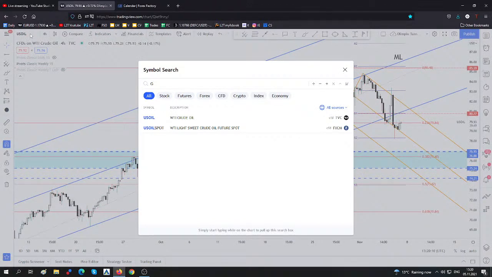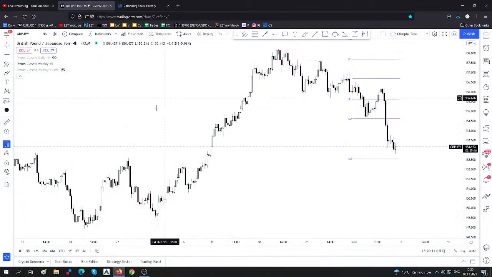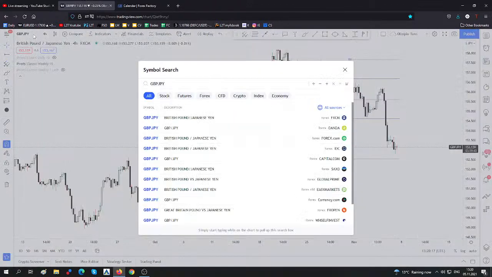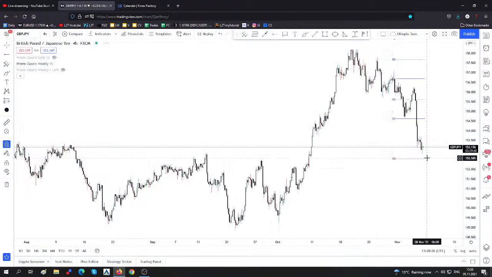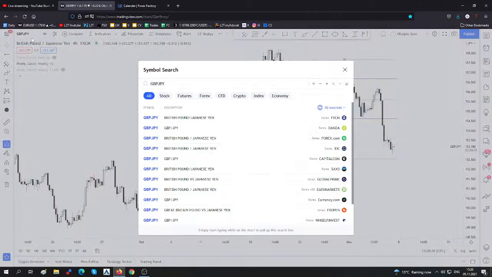Let's take a look also at the Japanese yen, British pound, Japanese yen. Maybe we'll have something soon around these former highs here after this massive drop, sell-off. Personally, I will look for something like a long opportunity.